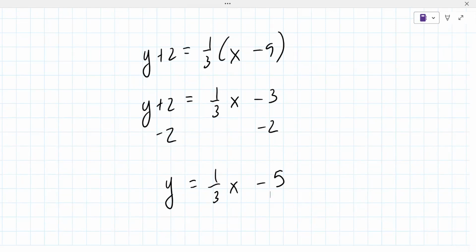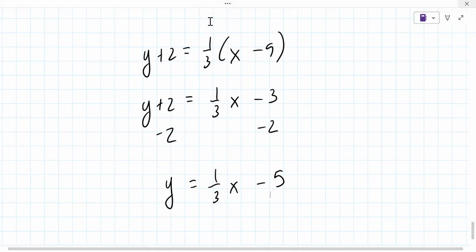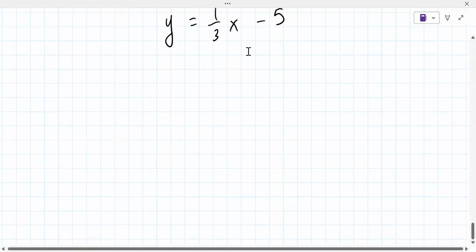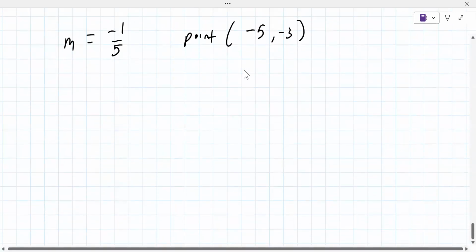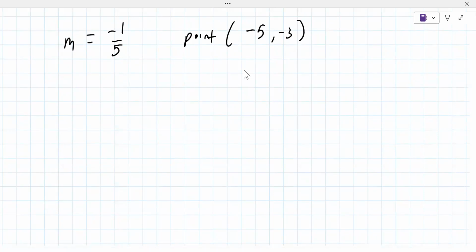All right, let me have you try another one here. Let's say the slope is -1/5, and it goes to the point (-5, -3). So I first want you to write this in point slope form. Again, I know we're doing a lot of the same thing, but repetition is important here. And then we'll convert it to slope intercept form.